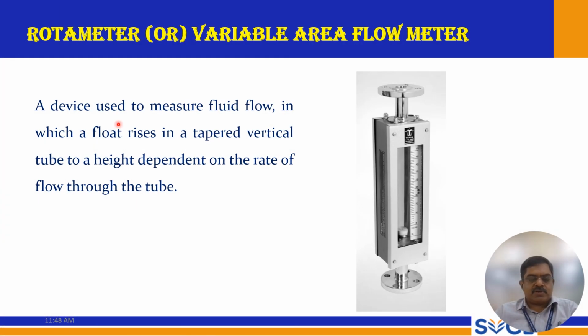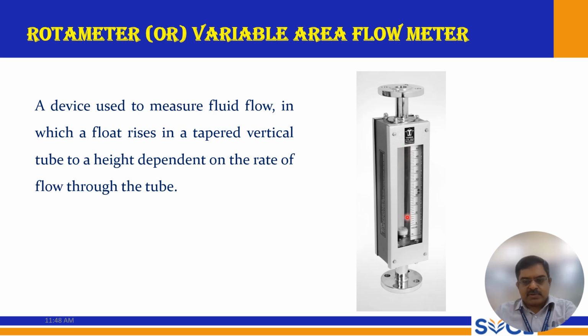The rotameter is also known as a variable area flow meter. Here the rotameter directly gives the flow rate. It is a device used to measure fluid flow in which a float rises in a tapered vertical tube to a height dependent on the rate of flow through the tube. So here are the inlet and outlet. You have directly a scale, and this can be measured.